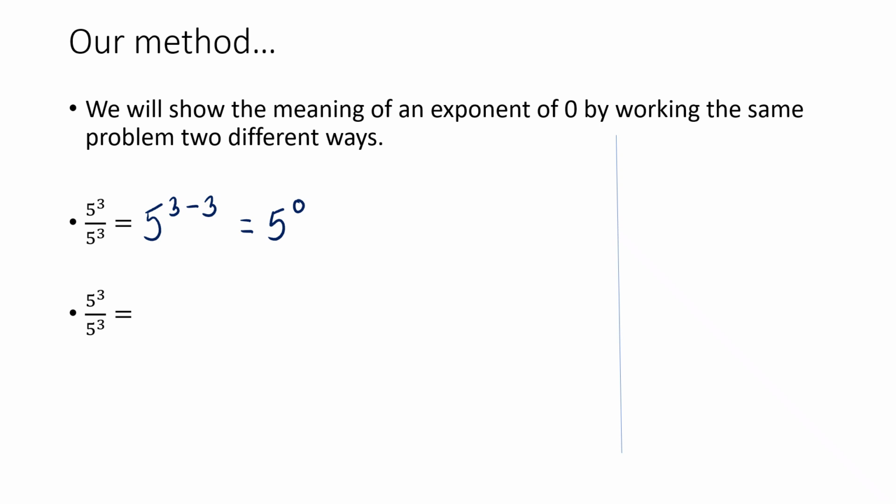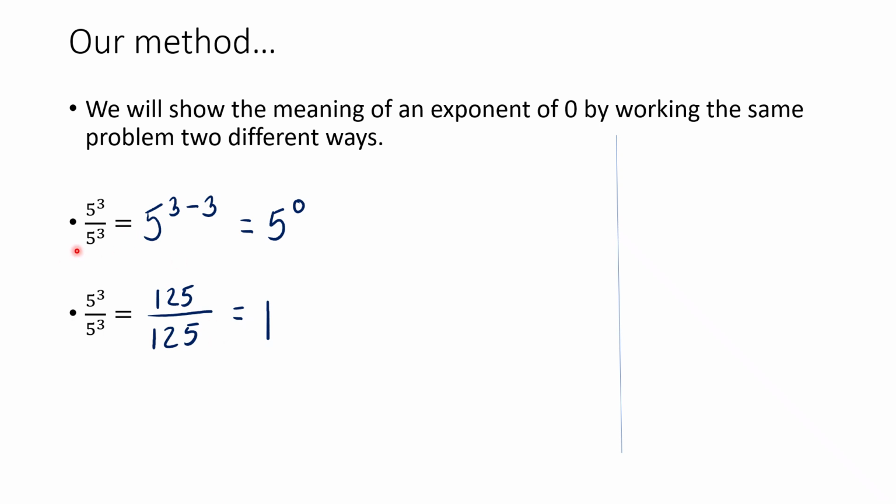Now, below, I'm going to take the same problem, okay, and I'm just going to reason it a different way. 5 to the third is 125. So 5 times 5 times 5 is 125. So this is 125 over 125. And I know that anything divided by itself is 1.